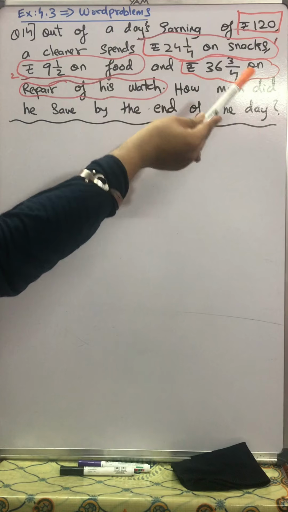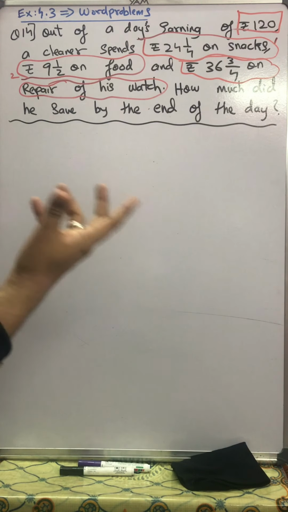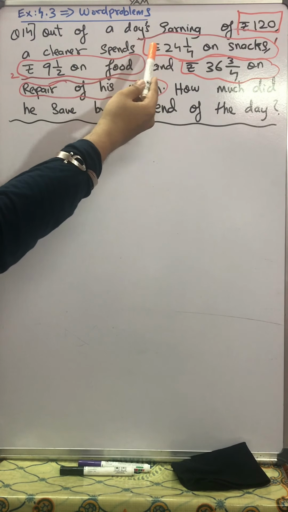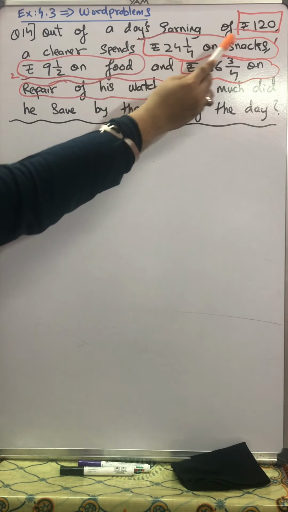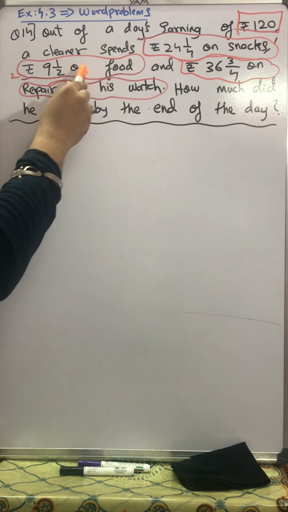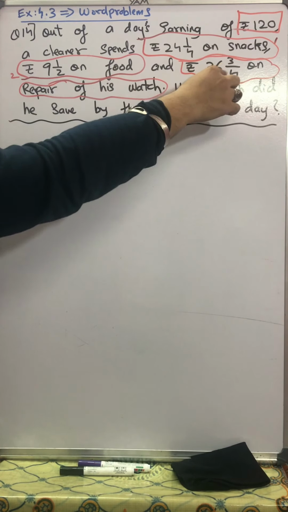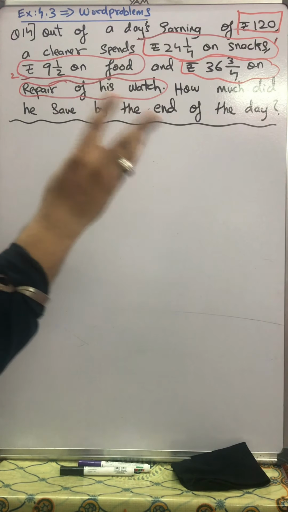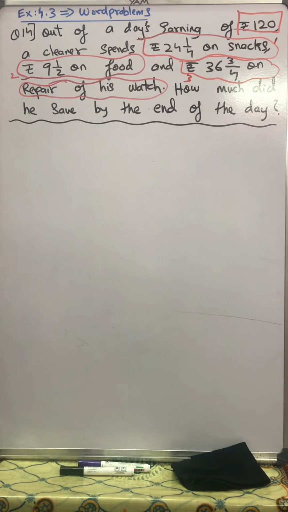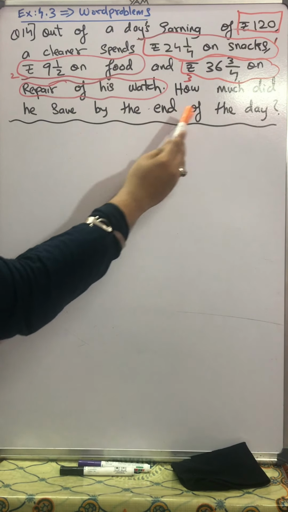Out of a day's earning of rupees 120, he just earns rupees 120, but out of that 120, a cleaner spends rupees 24 1/4 on snacks, the first expense. Second, rupees 9 1/2 on food. Then rupees 36 3/4 on repair of his watch. Three types of expenses are given to us: first, second, and then third. Next is, how much did he save by the end of the day?